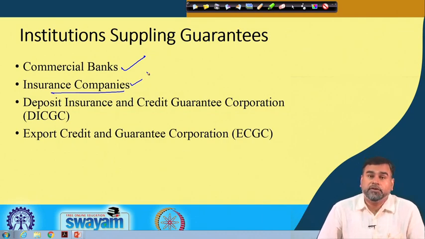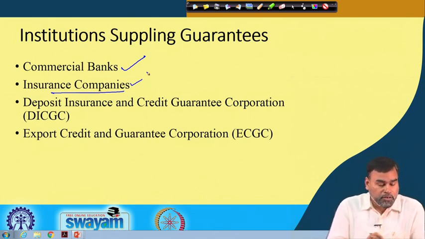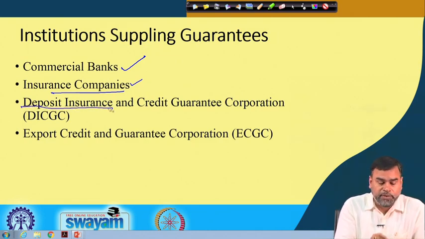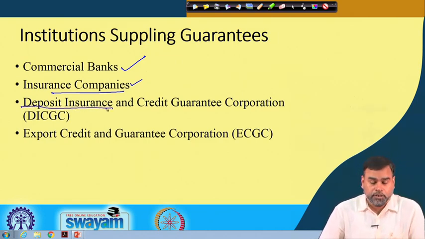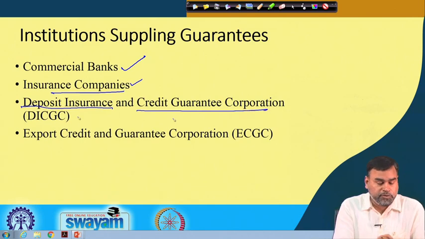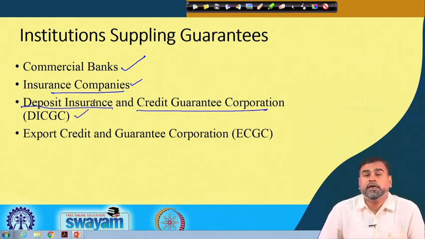So, these are the different organizations which provide guarantees as a third party whenever any kind of financial transaction takes place. Another one is the Deposit Insurance and Credit Guarantee Corporation, that is, DICGC. Here they provide deposit insurance to bank deposits, and also credit guarantee whenever any kind of transaction takes place between the banks and other third parties.